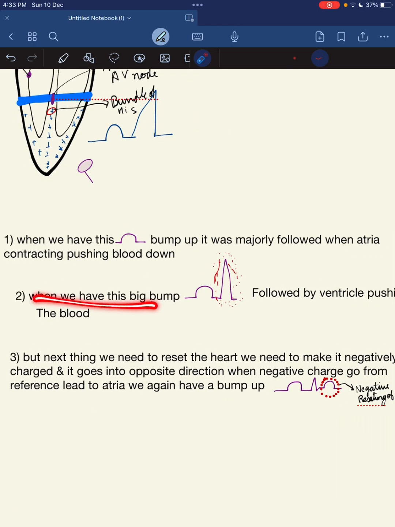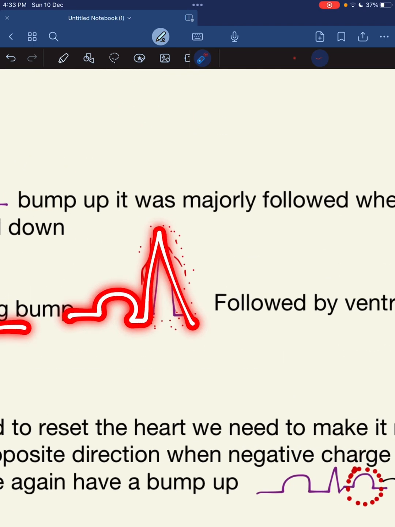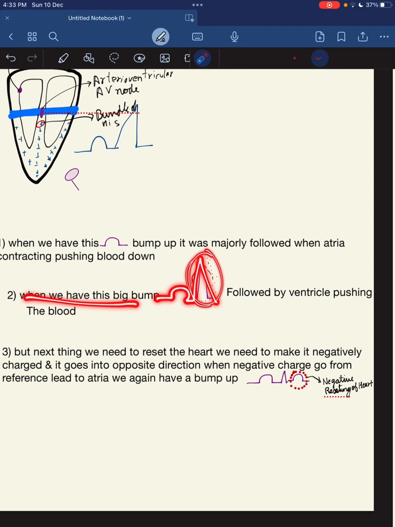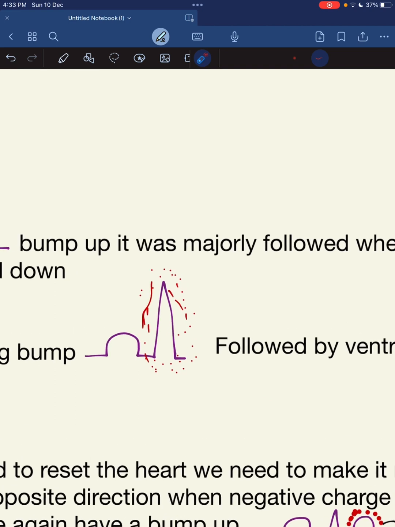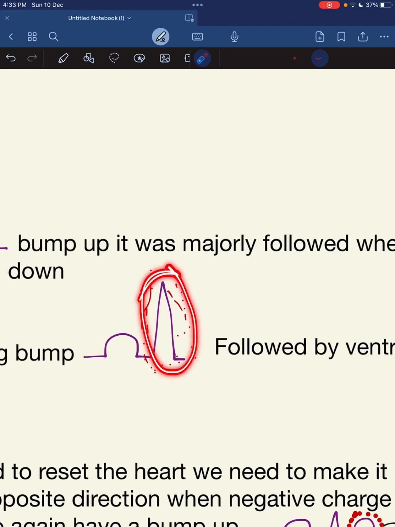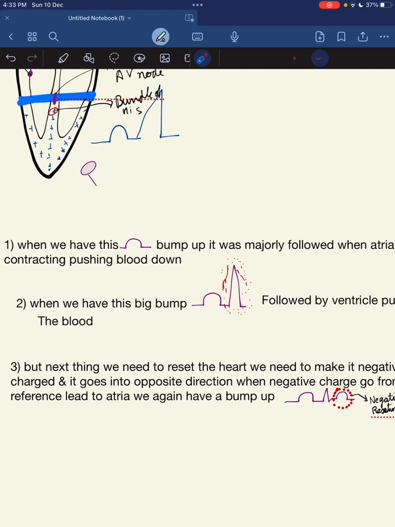When we have this big bump, it is followed by the ventricle pushing blood down. So here the ventricle will depolarize, and after depolarization, as I already told you before, there will be contraction of the ventricles.